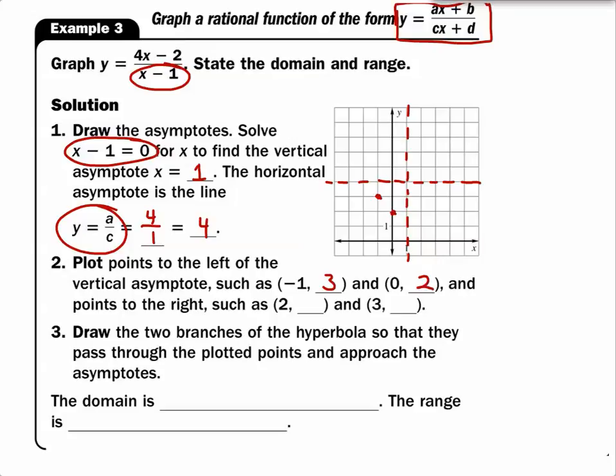And it says suggest some points to the right also. So substitute in 2, and the numerator becomes 6, the denominator becomes 1, so you have the point 2 comma 6. And 3 comma something. So substitute in 3. You get 12 minus 2, 10 on top, and you get 3 minus 1, which is 2 on the bottom. 10 over 2 is 5. So you have the point 3 comma 5.